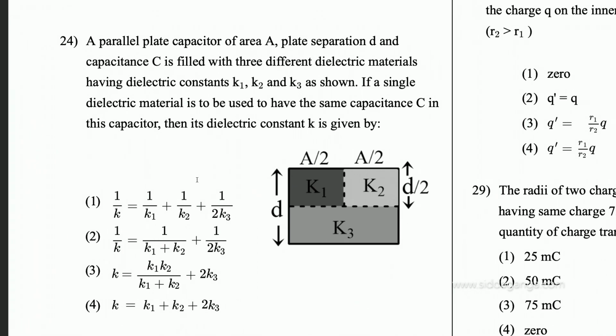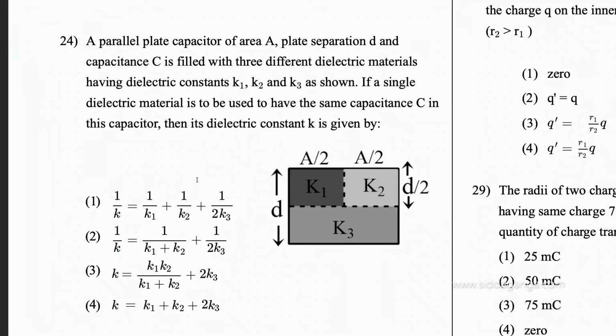Question number 24. Now, a parallel plate capacitor of area A, plate separation D and capacitance C is filled with 3 different dielectric materials having dielectric constants K1, K2 and K3 as shown. If a single dielectric medium is to be used to have the same capacitance C in this capacitor, then the dielectric constant K is given by. Now we see it here.